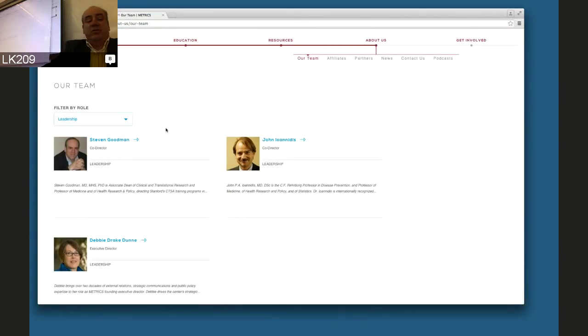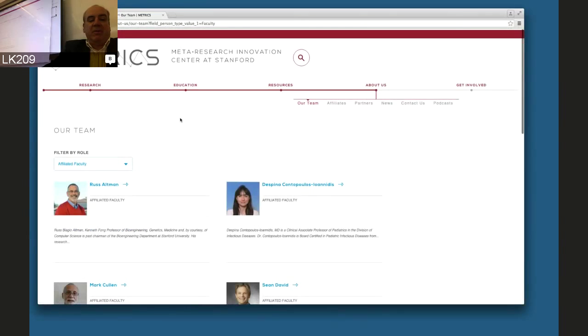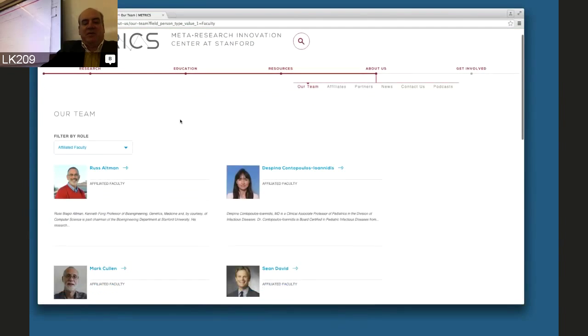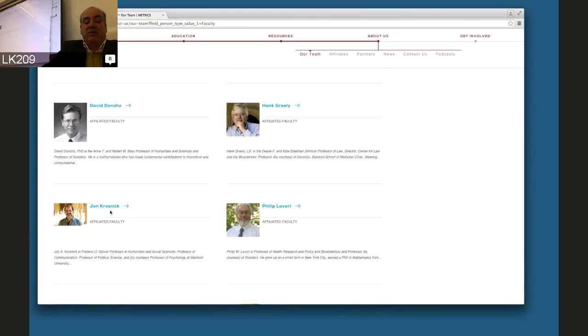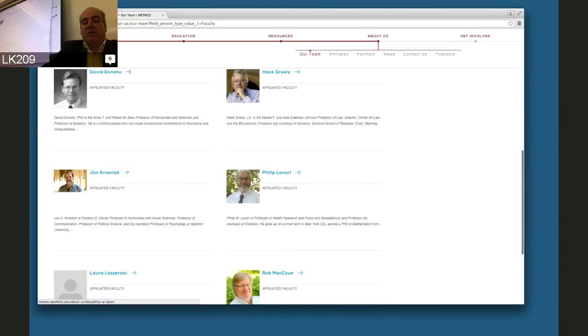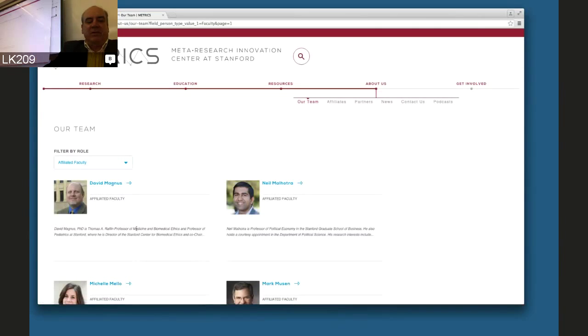So in terms of who's involved, we have our team, filtered by role. Here's the leadership, and here are pictures of people sitting right here. But affiliated faculty gives many of the people around the room: Russ Altman, Despina, Mark, Sean, Dave Donahoe, statistics, Hank Greely, who's law, genetics, John Krosnick, psychology and political science, Bill Lavori, statistics, Robin Kuhn, law, Laura, who's here, statistics. We particularly like the breadth of schools and disciplines that are represented.